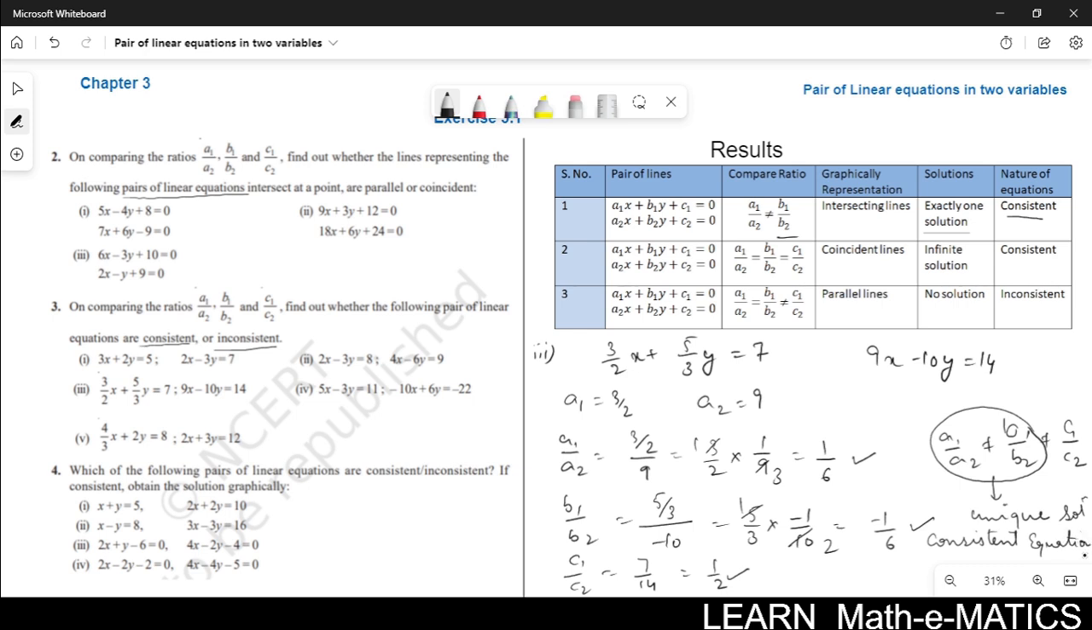Right? So the rest of the questions you will try by yourself. You just have to remember this result and take a screenshot of this result, which will be helpful later.